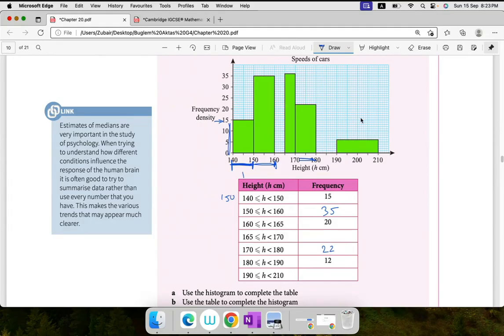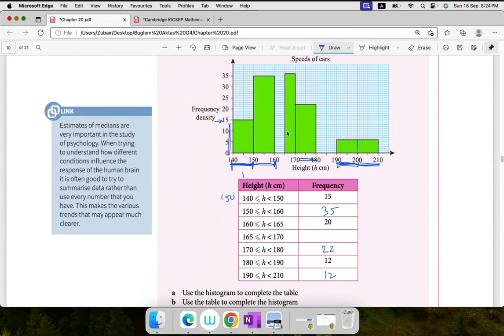So 190 to 210, if you see, this is one standard unit, these are two standard units. So the height is 6, and 6 into 2, 12, is the frequency. Getting it? Because it's 2 units, it would make it double the height. Yes. Because we take 10 as 1 unit, so 20 as 2 units. So this is basically 2 into 6, 12.